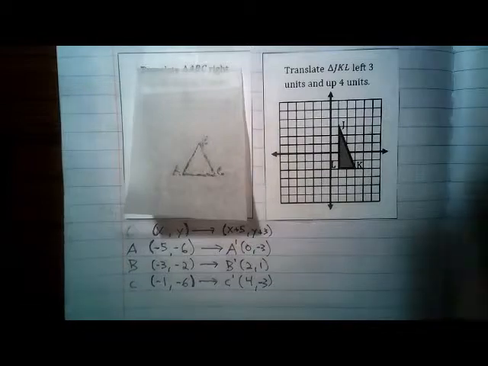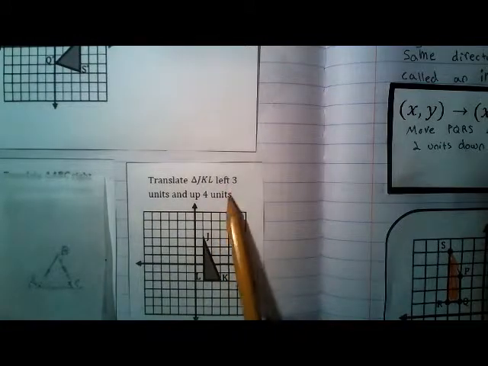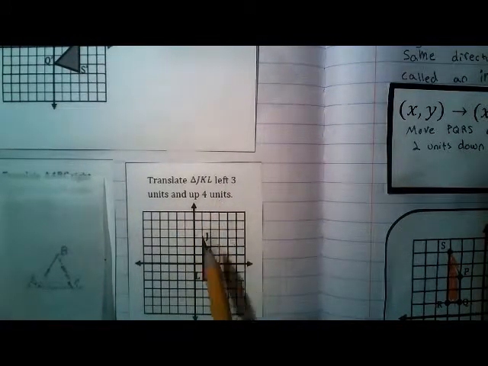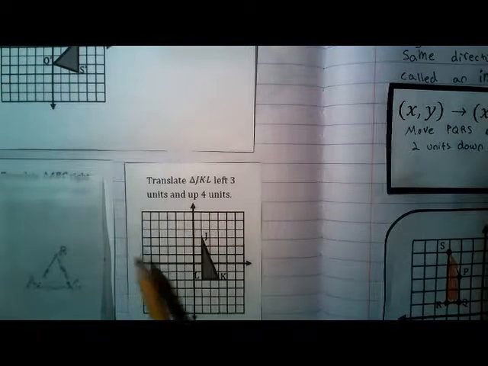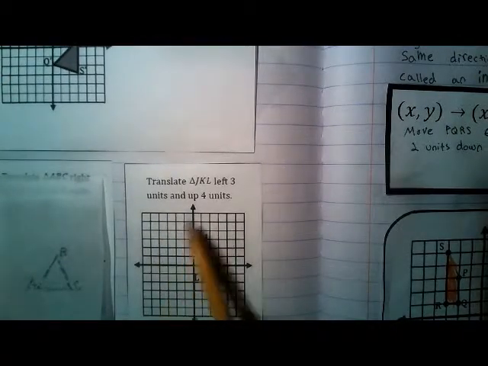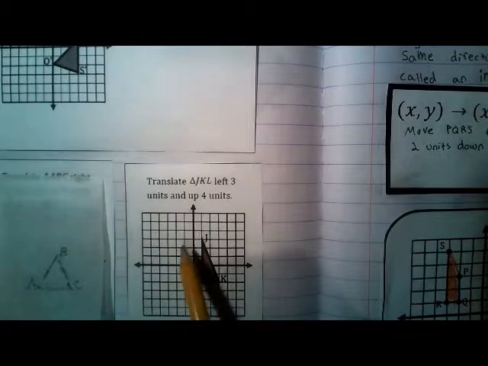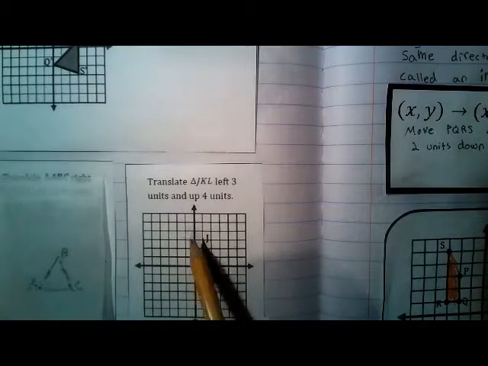Okay? And you're going to finish off the entry by translating triangle JKL, 3 units left and 4 units up. J is going to go off this grid. It's okay, it's supposed to happen. Just estimate where that coordinate is going to be.